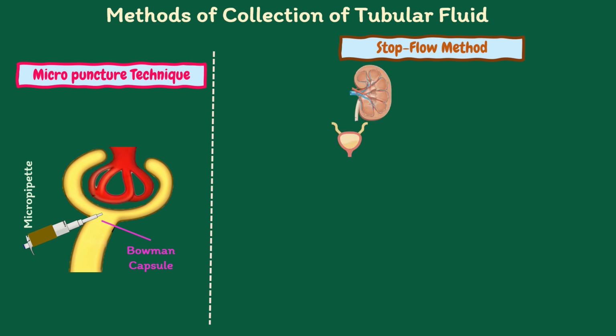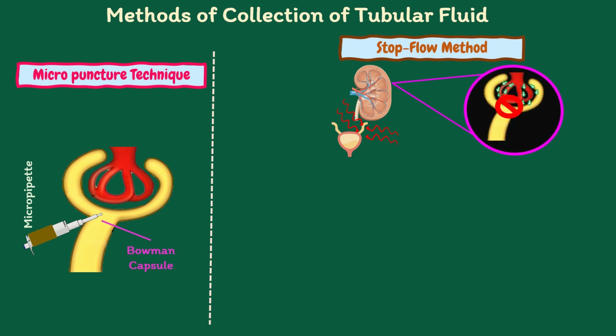In this method, ureter is obstructed so that the back pressure rises and stops the glomerular filtration. That's why this method is called a stop flow method. The obstruction is continued for 8 minutes. It causes some changes in the fluid present in different parts of the tubular portion.